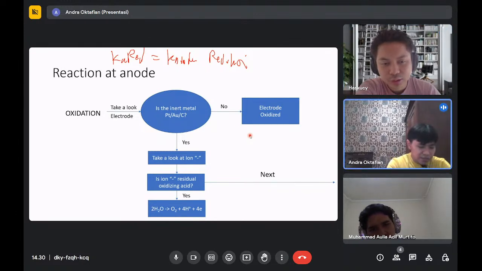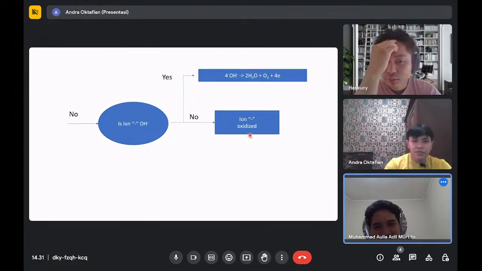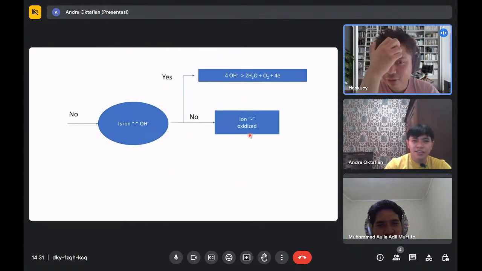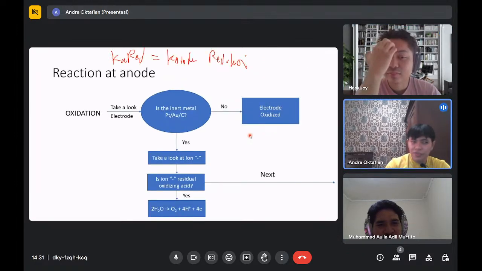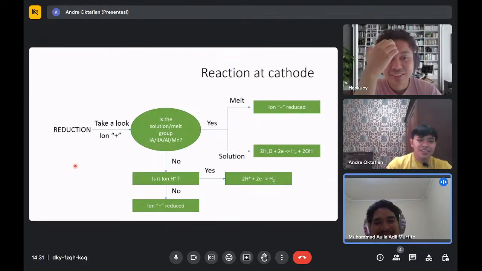It applies universally. What if it is oil instead of water? Or where does the 2H2O come from? We're going to take a look at the example afterwards, so don't worry about it.